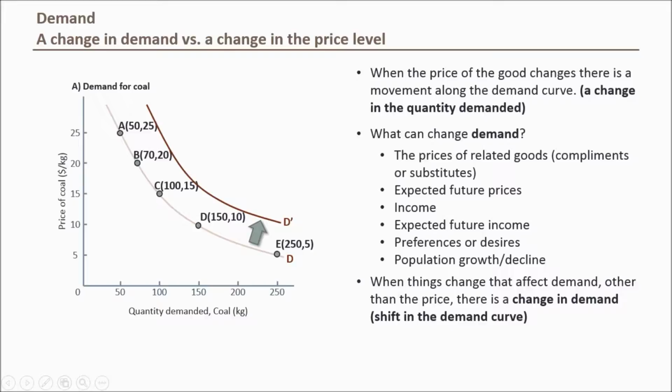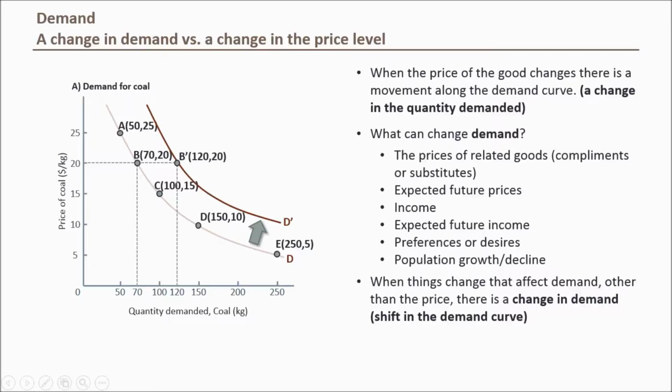Now let's assume the price of coal is currently $20 per kilogram. As you can see in figure A, a rightward shift, let's say due to a change in the market's preferences for coal, would cause the market to increase its quantity demanded from 70 kilograms to 120 kilograms, even though the price level has not changed. So as you can see, for every price level, there is now a higher quantity demanded because of the shift in the demand curve to curve D'.